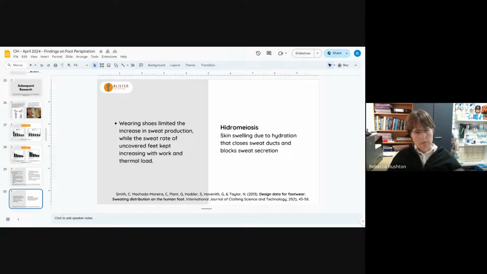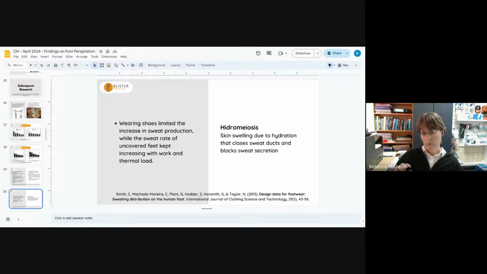One interesting thing that they mentioned was the trials that were wearing shoes. So that was the absorbent patches where they were running on a treadmill. They sweated less, basically, as workload increased. So wearing shoes limited the increase in sweat production, while the sweat rate of uncovered feet kept increasing with work and thermal load. So the bare feet, if you made them hotter and increased the work, then they would just keep sweating more and more and more.